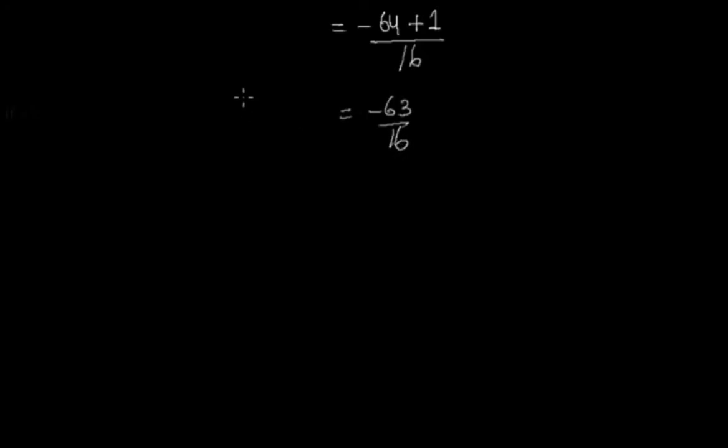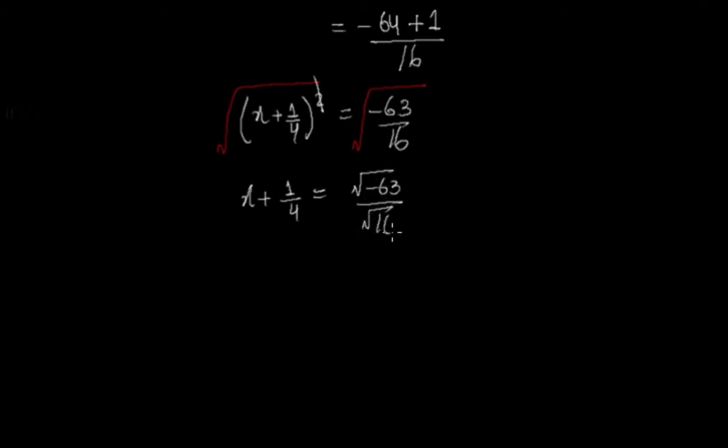And we can also say that (x plus 1 over 4) squared is equal to negative 63 over 16. Now we remove the square. For that, we take the square root on both sides. So the square cancels with the square root and it becomes, and this side becomes, with positive and negative sign.